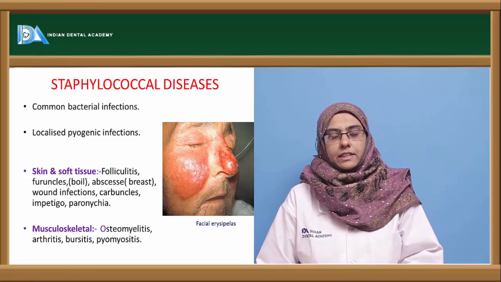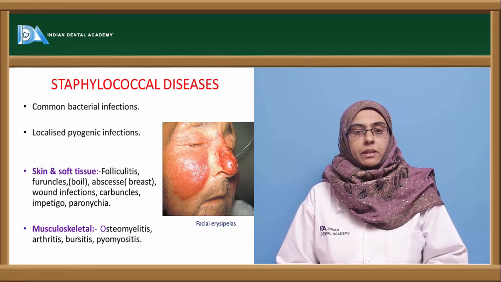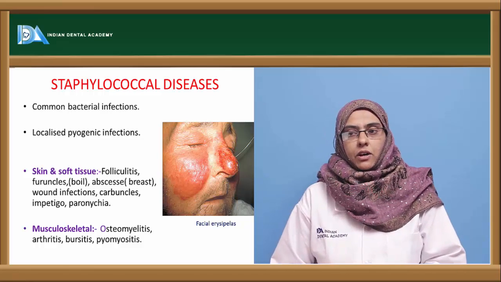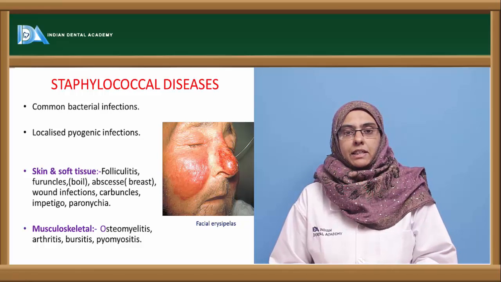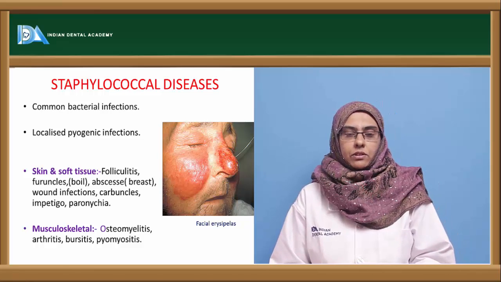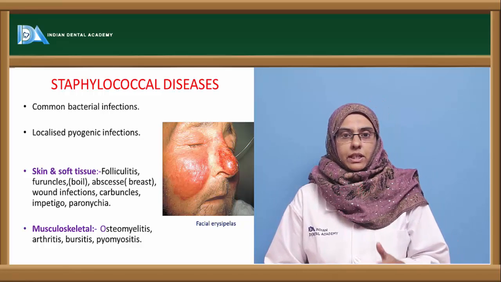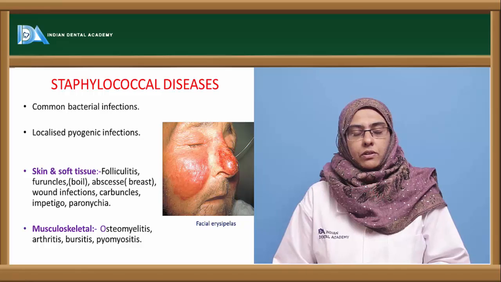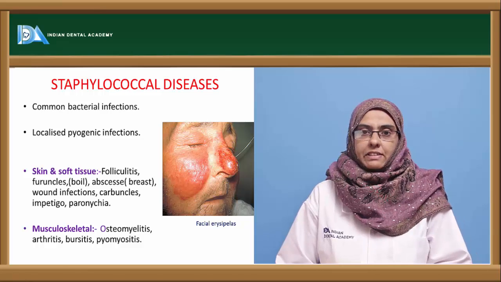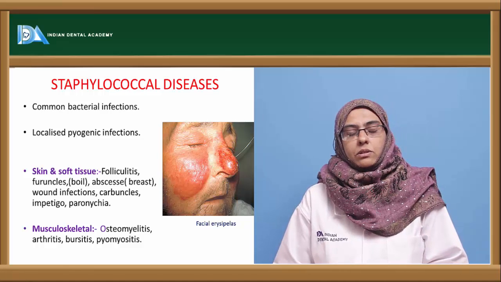Coming to the staphylococcal diseases, previously we have seen the pathogenesis due to the exotoxins produced by the organism and the enzymes involved in the pathogenesis. Now the diseases associated with the staphylococcal organism are mostly bacterial infections. They are common bacterial infections, involved in localized pyogenic or suppurative infections, in contrast to streptococcus, which usually spreads due to the enzymes that it produces. So in staphylococcal infections, they are mostly localized, causing localized pyogenic infections.